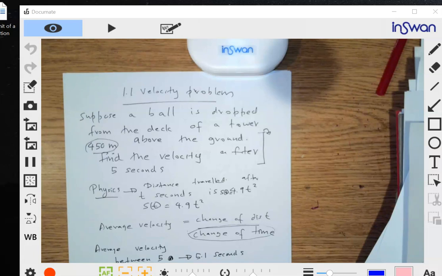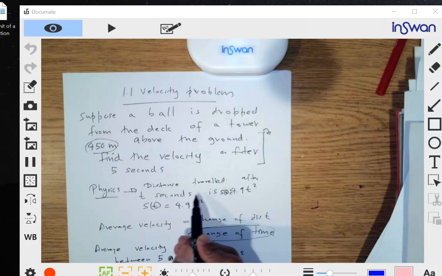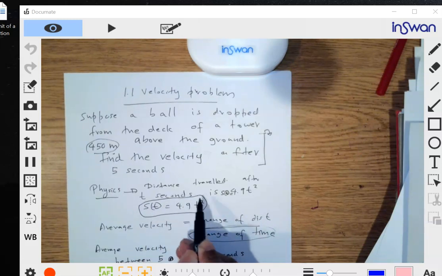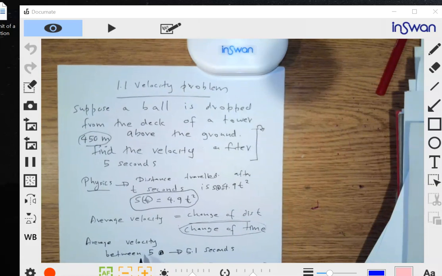First of all, we are going to use a result from physics, which says that if something is traveling under gravity, the distance after t seconds of an object is given by 4.9 t squared. So let's use that formula from physics. If you want to find the distance after 10 seconds, you just plug in 10 here. If you want to find the distance after 5 seconds, you just plug in 5 here. Distance only.